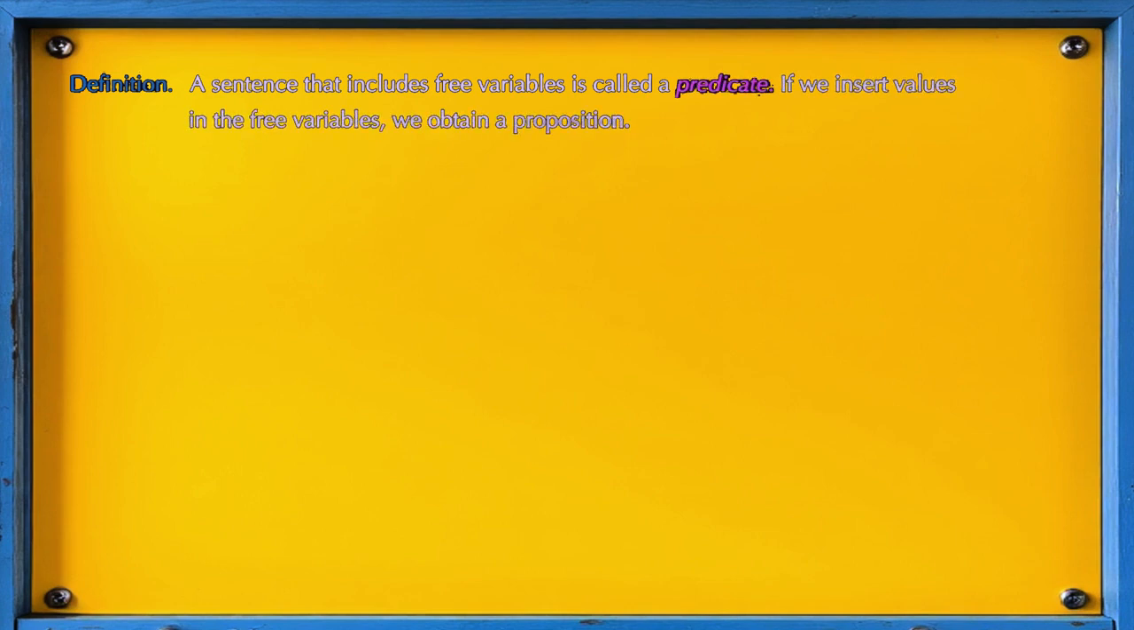Hello everyone. Today we will discuss quantifiers. A sentence that includes free variables is called a predicate. If we insert values into the free variables, then we obtain a proposition.